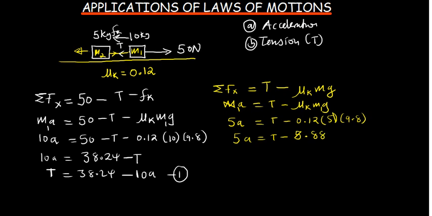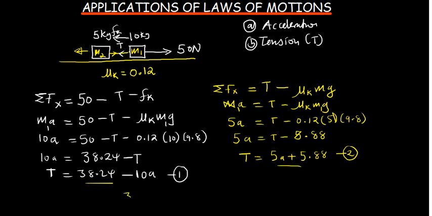To solve these equations, since they are both expressed in terms of t, they are equal. So 38.24 minus 10a is going to be equal to the other side, 5a plus 5.88.